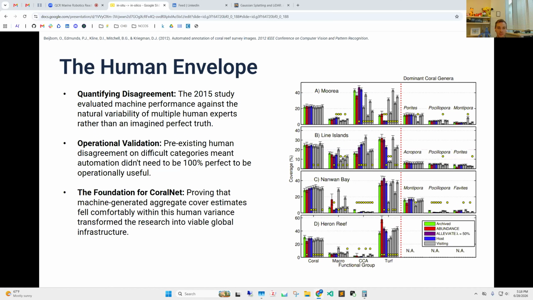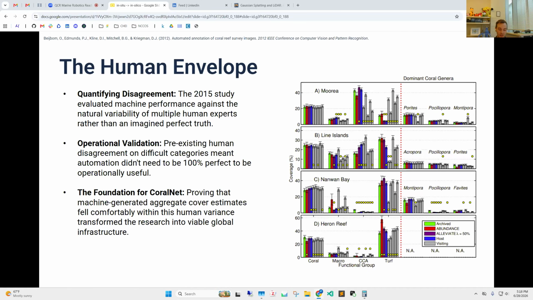They also touched on something else that was extremely important, and that was how they evaluated success. So when it comes to algorithms and computer vision, instead of holding a machine to this impossible standard of having 100% accuracy, what they actually did is they measured the variance between human experts. So they had a couple of human experts, and they pointed out that even the humans disagreed with each other on difficult categories. And they called this the human envelope.